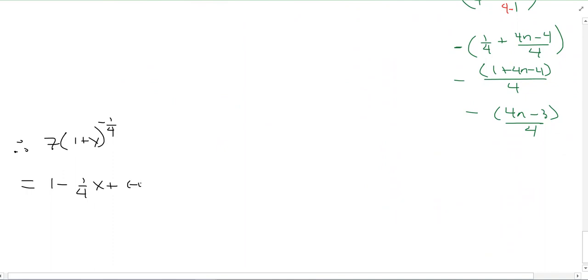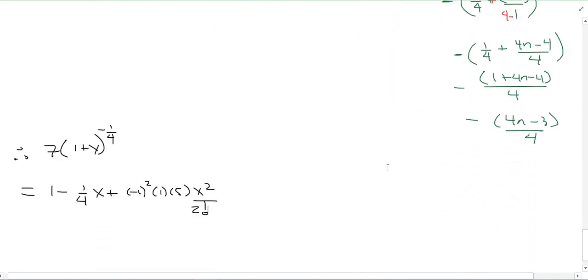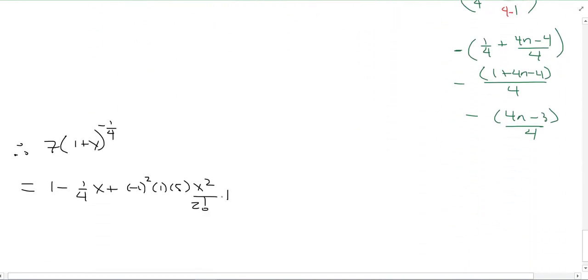all right, let me write it this way. Minus 1 squared, and then 1 times 5, right? Taking out the negative, x squared over 2 factorial. So that's what I want to do. I want to take out the negative from all of these. So now plus dot, dot, dot. I forgot my 7 again. 7 times. This is the stuff that's in there.